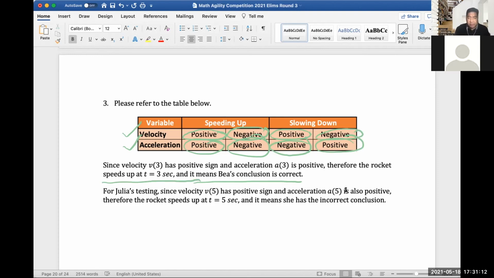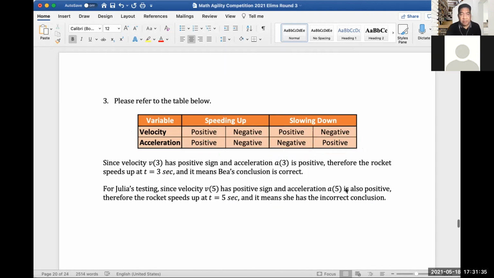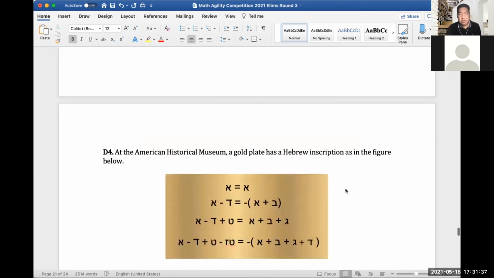And then for Julia's testing, since velocity v5 has a positive sign and acceleration a5 is also positive, therefore the rocket speeds up, right? It's still speeding up at t equals 5 seconds, meaning she has the incorrect conclusion that it slows down. All right. So that's for D3. So let's move to question D4.